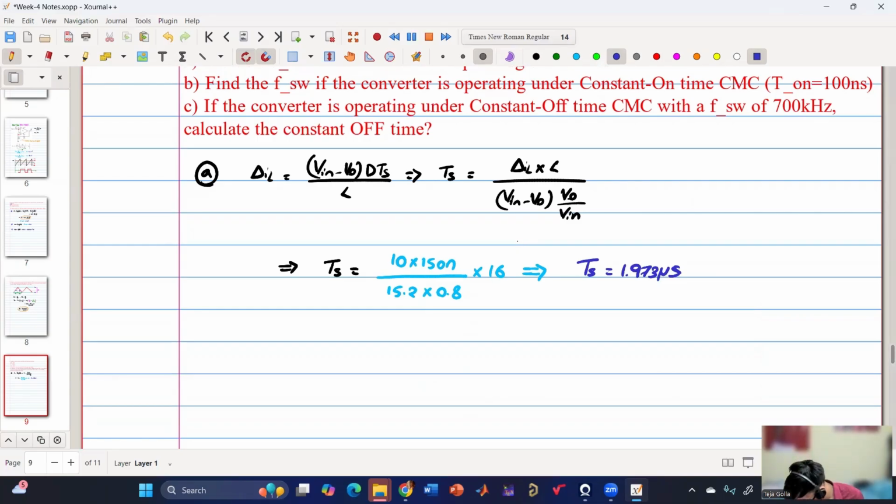From this, we can calculate the switching frequency, which is the inverse of this. So it is coming around 506.6 kilohertz. Whoever has said that it is correct, it is coming 506. Very good.